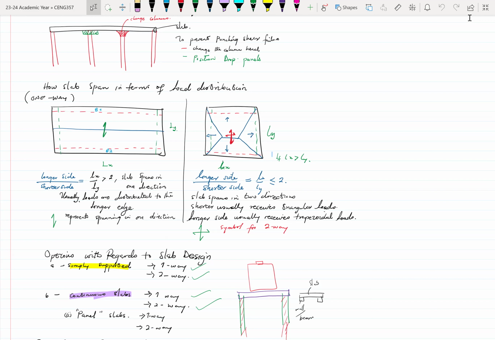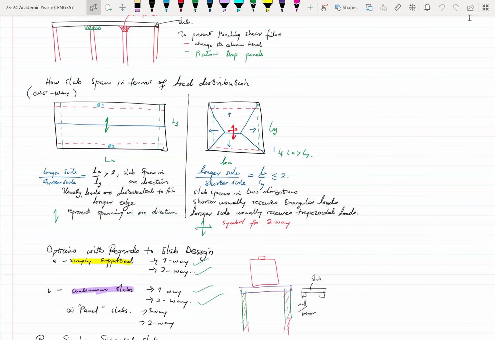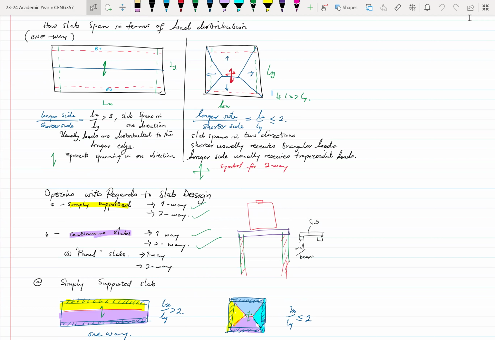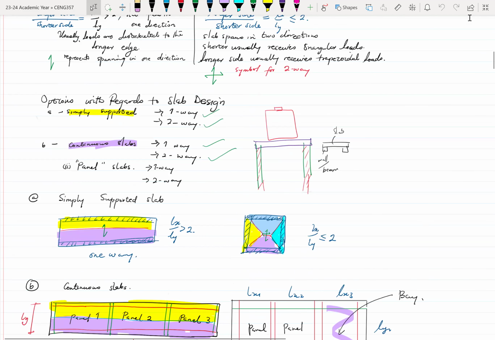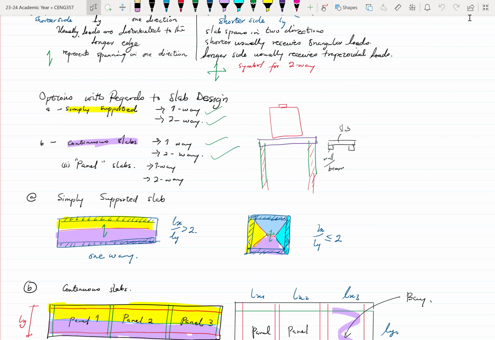Depending on the ratio between the longer and the shorter side, the load distribution can either be what we call a one-way load distribution or a two-way. All right. So with the one-way, the loads are typically transferred to the longer beams. And then we came up with the analysis and the design process for slabs which are spanning in one direction, or one-way slabs.